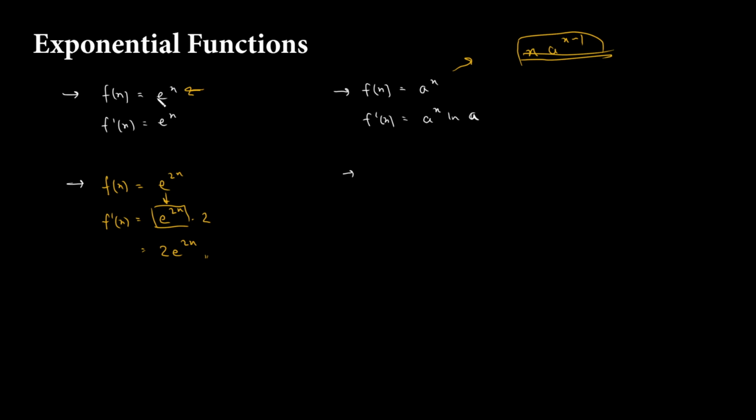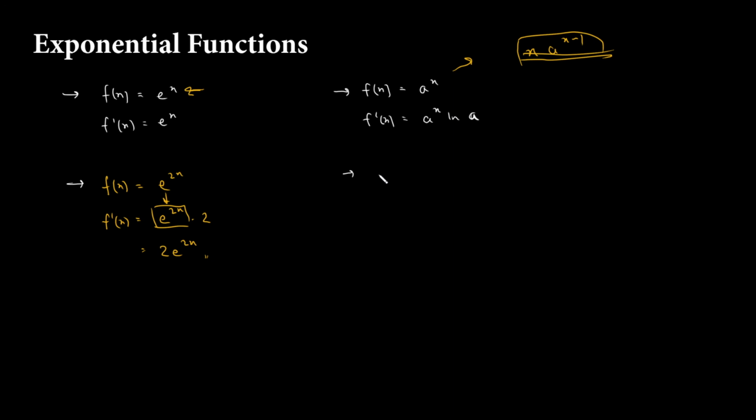However, if you don't have e in your base and you just have any number, right, then things get a little more different. Basically what happens is you write down the exact same thing that you have, a to the power of x, and then you multiply it by the natural log of that base number. So it will be a to the power of x times ln a.